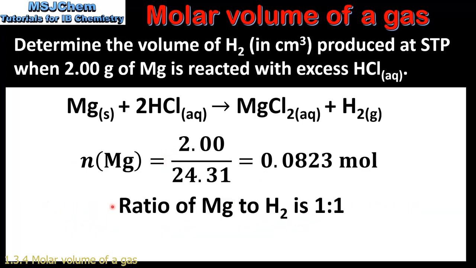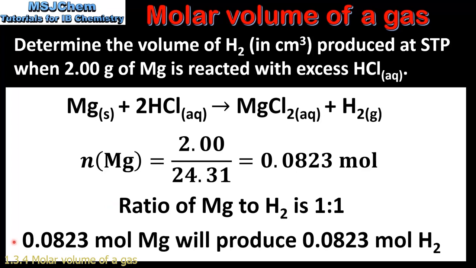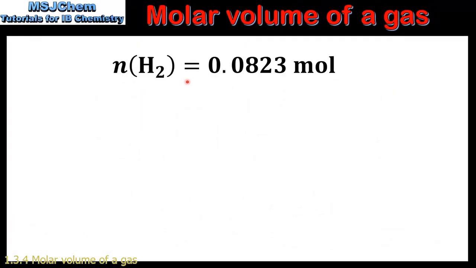We then use the balanced equation to determine the ratio of magnesium to hydrogen. So from the balanced equation, we can see it's a 1-to-1 ratio. So this means that 0.0823 moles of magnesium will produce the same amount, which is 0.0823 moles of hydrogen. So in the previous slide, we determined the amount in moles of hydrogen that will be produced in the reaction. Next, we'll convert the amount in moles to volume.